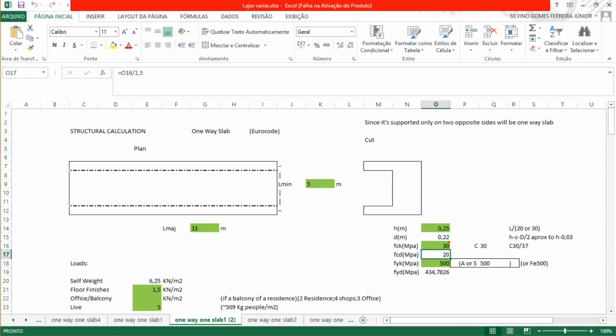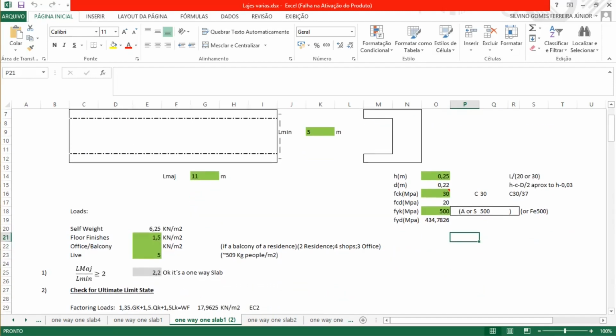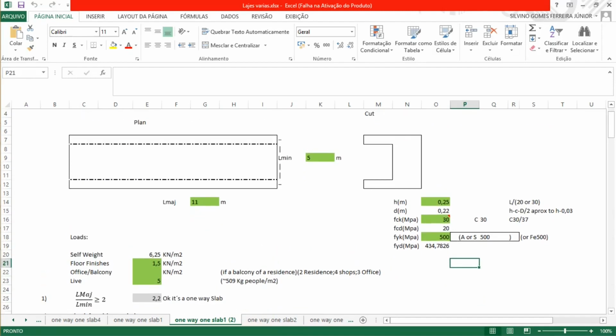So then we'll need this value. We know the FCD, that we use a safety factor of 1.5. So we divide the 30 of the concrete by 1.5. That gives us the FCD. For the iron rods we divide 500 by 1.15, that is the safety factor of this. This gives us the FYD of the steel.